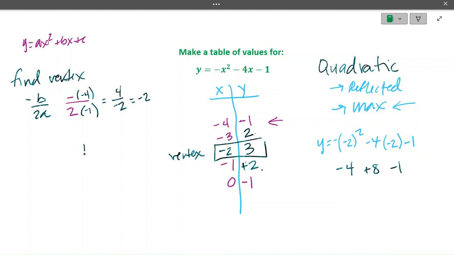If I were to graph this, my vertex, we'll say this is negative 2, we'll say this is 5, is here, and it's going to look something like this. All right, so that is how you make a t-table of values for a quadratic function when you don't know the vertex.